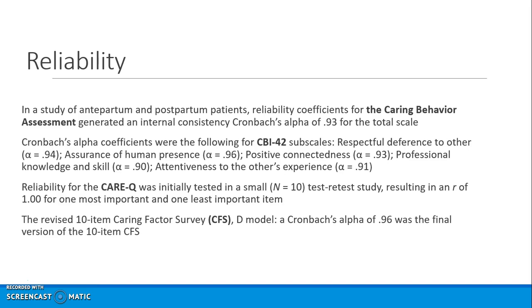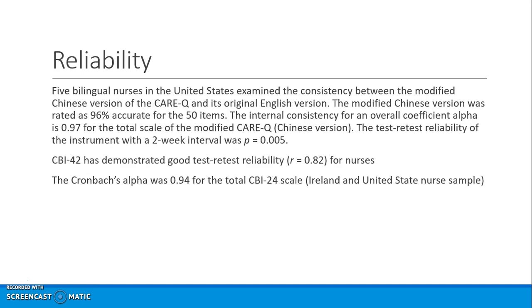For the KRQ, essentially there was test-retest reliability, and there was basically a one-item perfect correlation. So essentially that was used as a test-retest reliability on one item alone. And then you're looking at the caring factor survey, the D model type of it, and the Cronbach's alpha was 0.96 for the final version, which is a 10-item version.